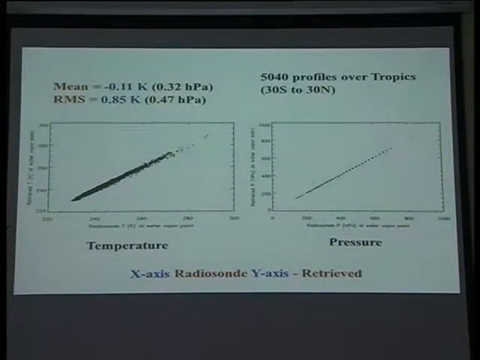In this case, at the water vapor point, I am able to get RMS within 0.85 Kelvin, and RMS pressure is 0.47 hectopascal, and there is a small negative mean bias of 0.11 Kelvin for all the profiles together. So this is the radiosonde temperature at the water vapor point, and this is the retrieved. So we are able to detect the water vapor point much lower than 230 Kelvin whenever the atmosphere is dry.